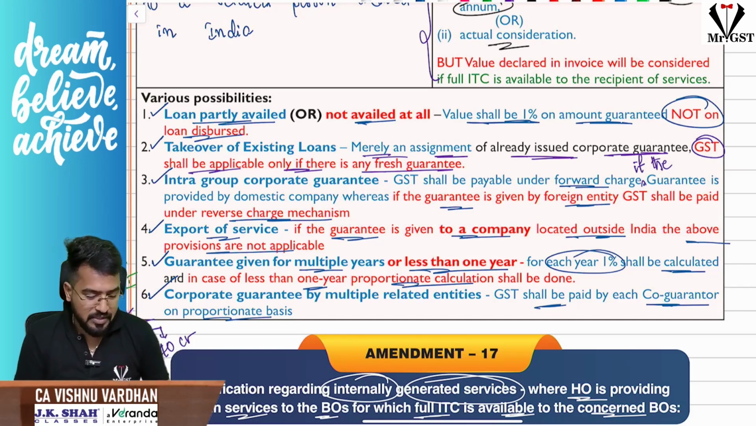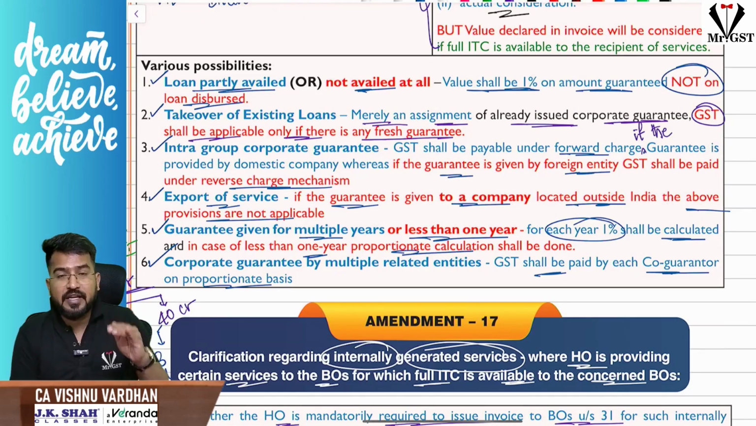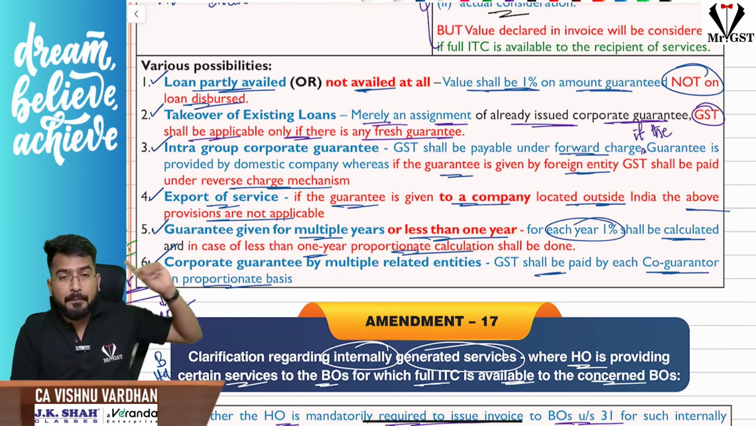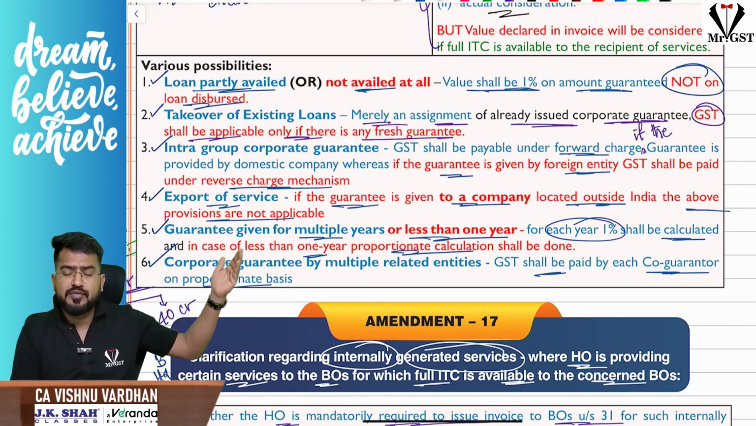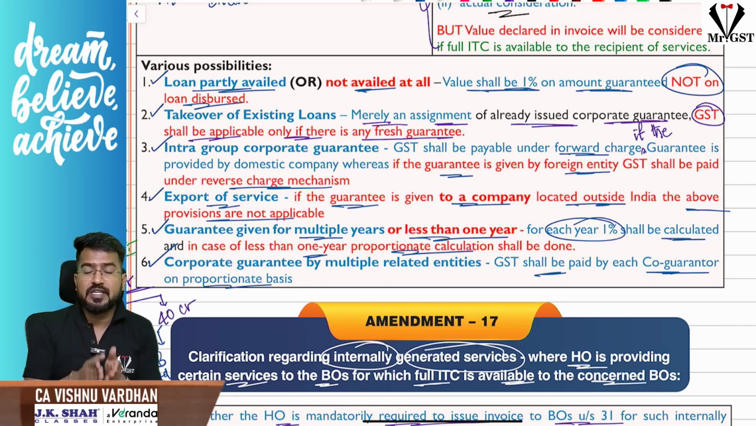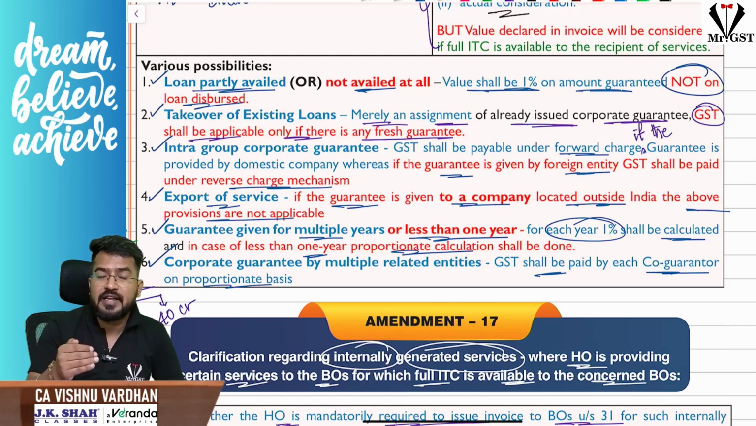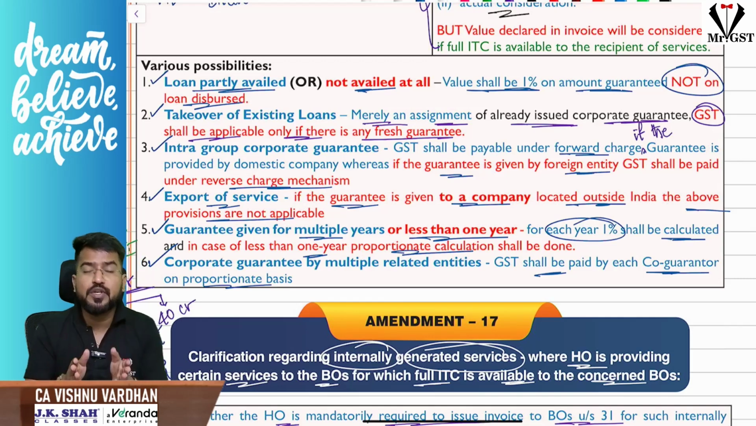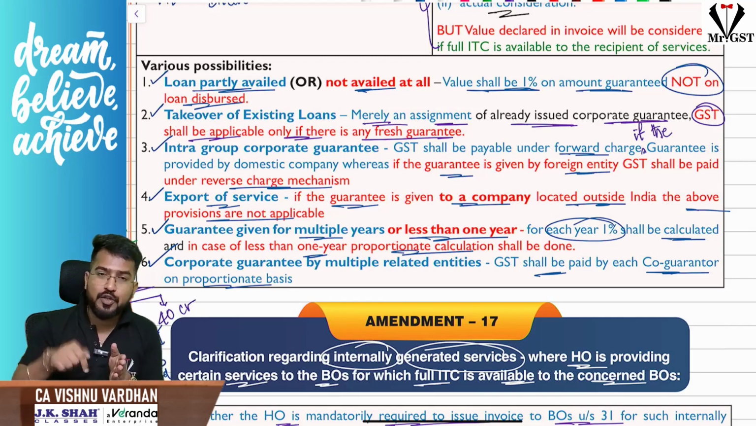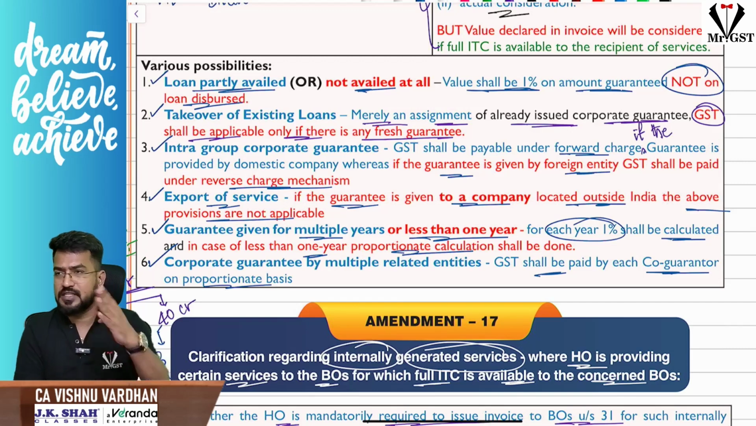This is the third possibility. Now, sir, what if I am giving a guarantee for the borrowings of a company located outside India? This is like export of service, and we know these provisions we are discussing are not applicable to a guarantee given to a company outside India. Only when the guarantee is given to a company located in India will these provisions come into picture. That is the fourth possibility. This is export of service and these provisions are not applicable.